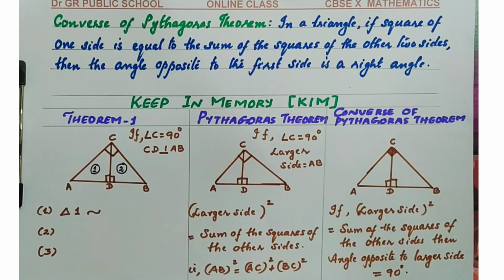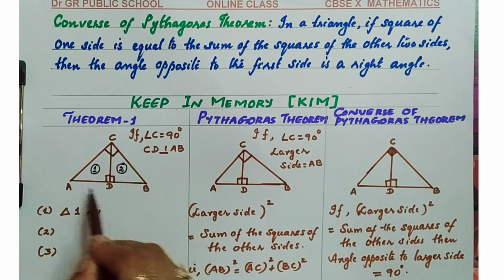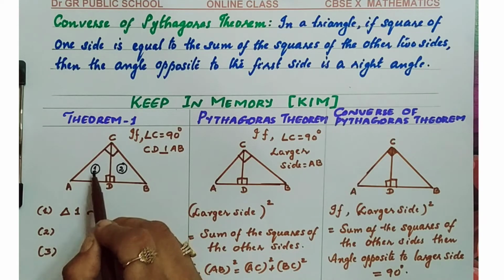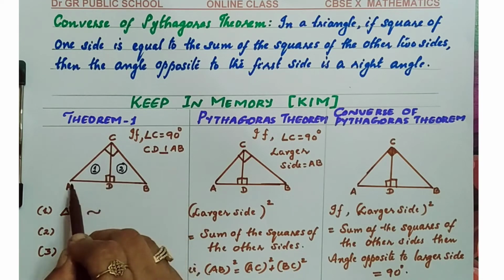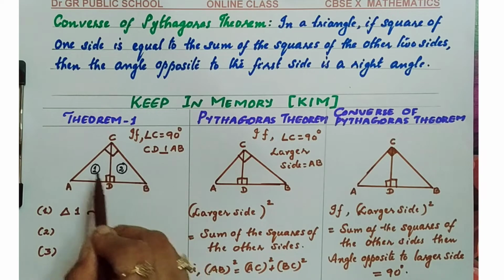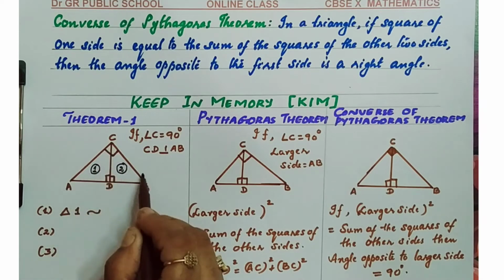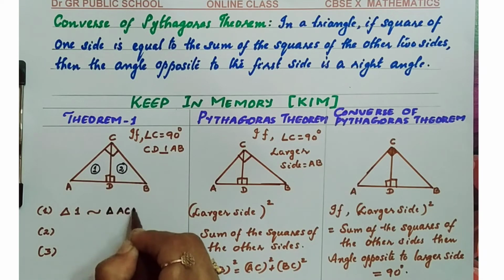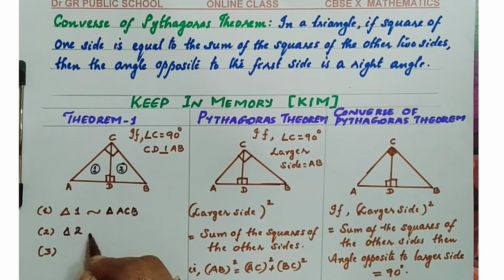The first theorem we studied is: if angle C equals 90 degrees and CD is perpendicular to AB, then the two triangles which fall on both sides of the perpendicular are similar to the whole triangle and are similar to each other also. Triangle 1 is similar to the larger triangle ACB. In the same way, triangle 2 is similar to the large triangle ABC or ACB, and triangle 1 and triangle 2 are similar to each other. This is theorem 1.